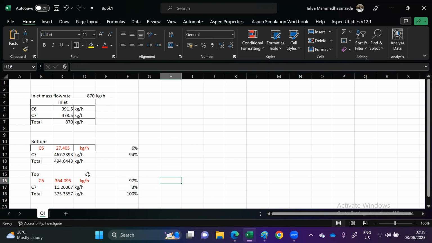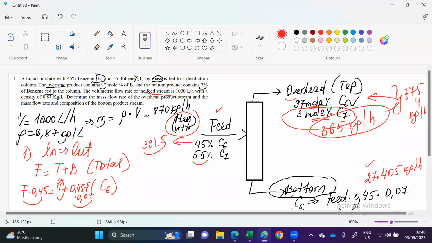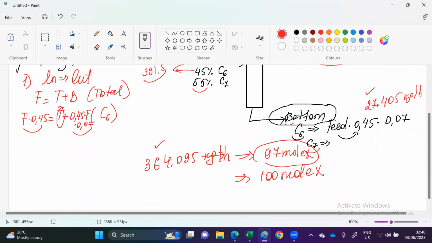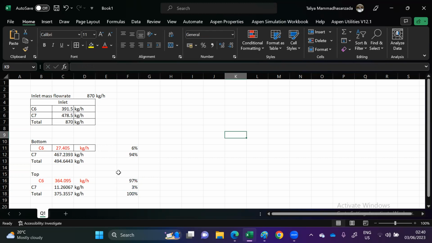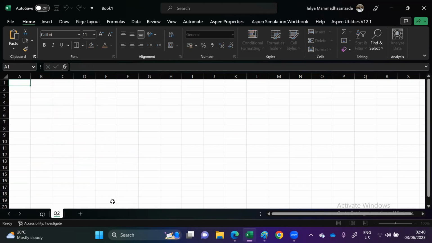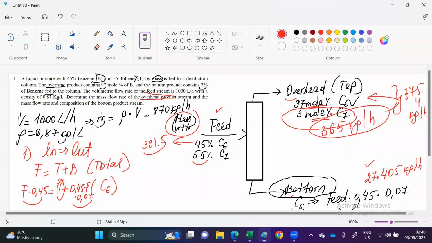Hopefully it's clear, the first question, and that's all. We have already solved this question and determined the mass flow rate of the overhead product. We have found it, 375.4. The mass flow rate and composition of the bottom product stream, yes, we have also found these values as well. So in the Excel, you can also check your answers. Let's go to question 2. It will be much easier to understand the second question.